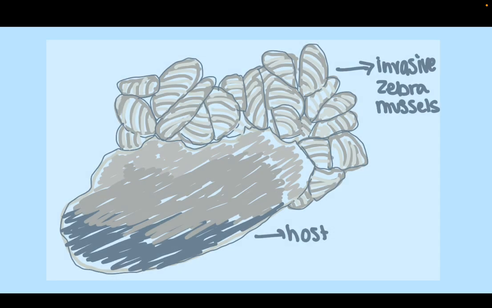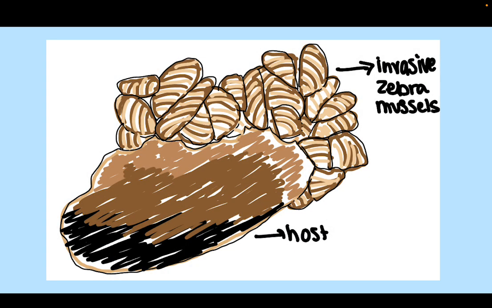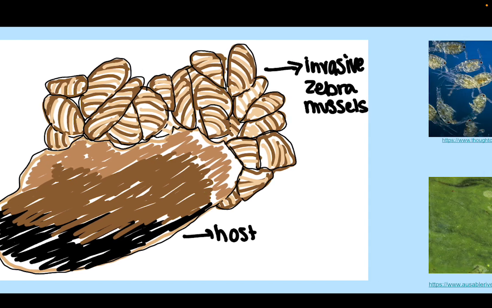Zebra mussels attach in dense clusters to almost any hard surface, rocks, docks, pipes, even other native mussels. They are extremely efficient filter feeders, pulling huge amounts of plankton out of the water. This can make the water clearer, but also means less food for native filter feeders and some fish. Ecologically, this is competition. Zebra mussels compete with native species for the same food resource.